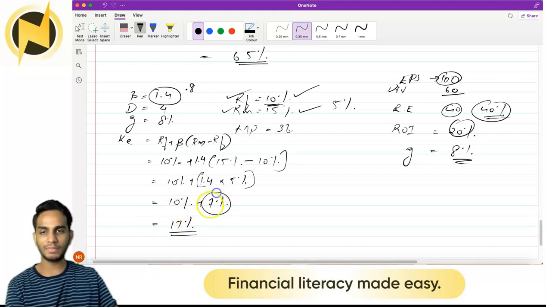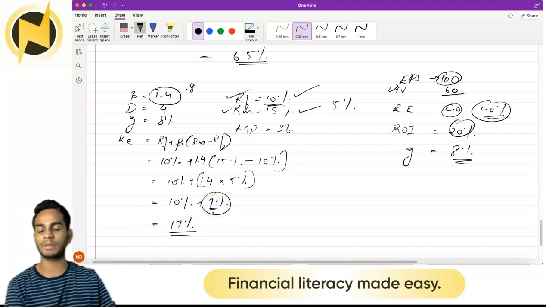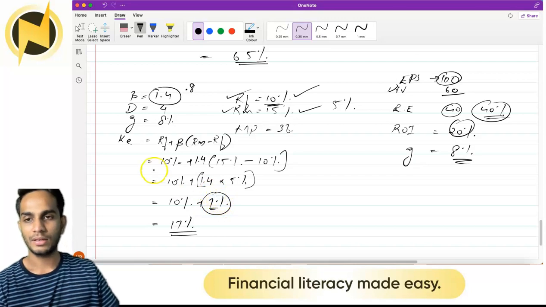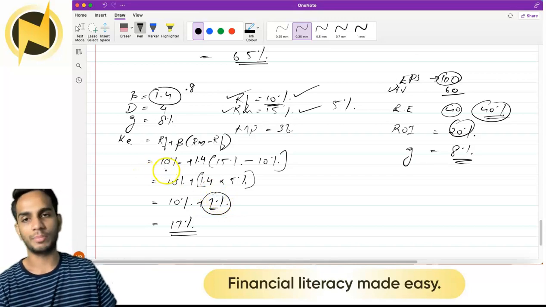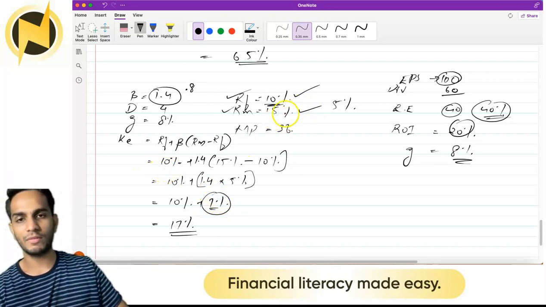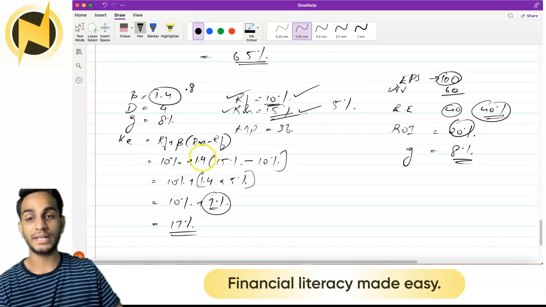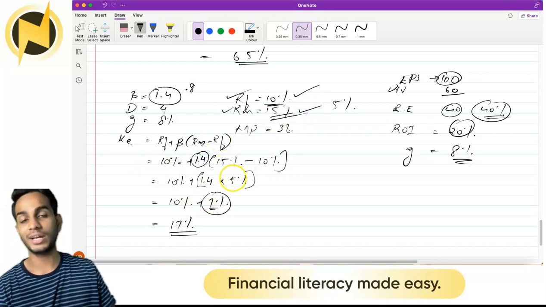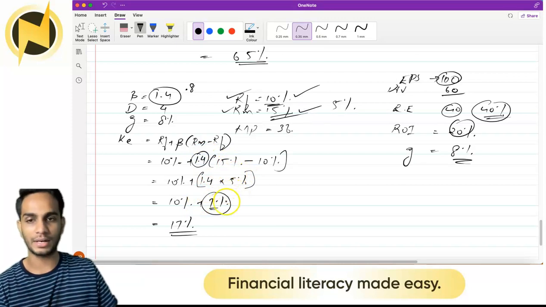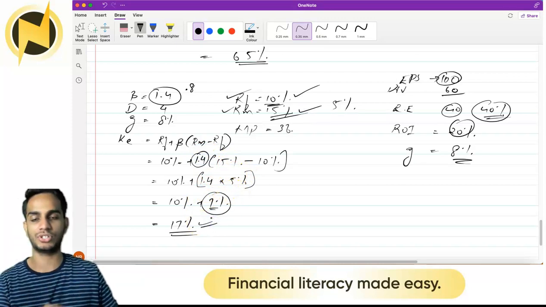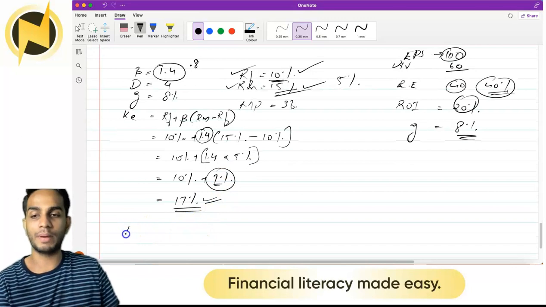See, so the premium that you got by investing in this company is 7%. Correct? 10 you would have got if you invested in the government. Generally, the market would have given you 15, but here, since the beta of this company was strong, you are not getting 15, you are getting over and above the market return. You are getting 17%. Okay. Now let's find the equilibrium price.